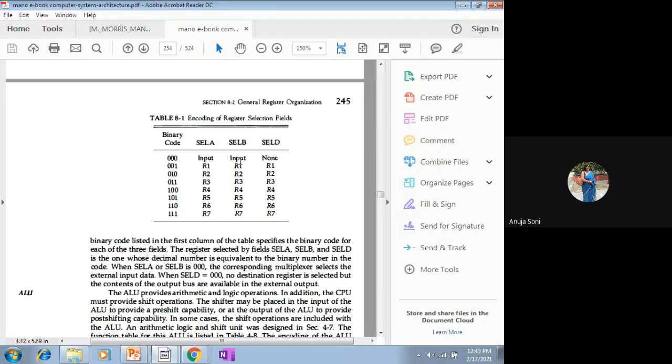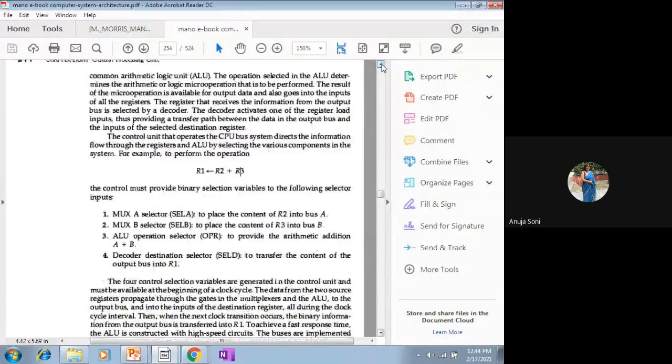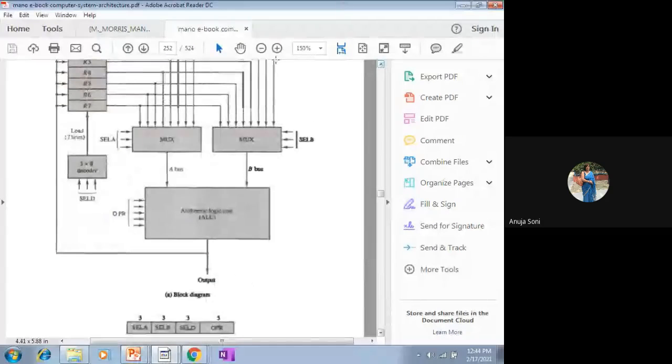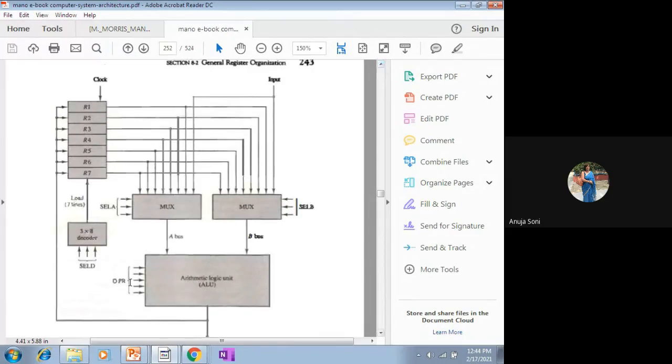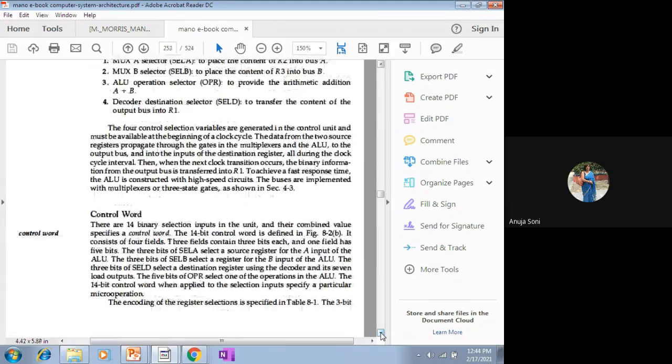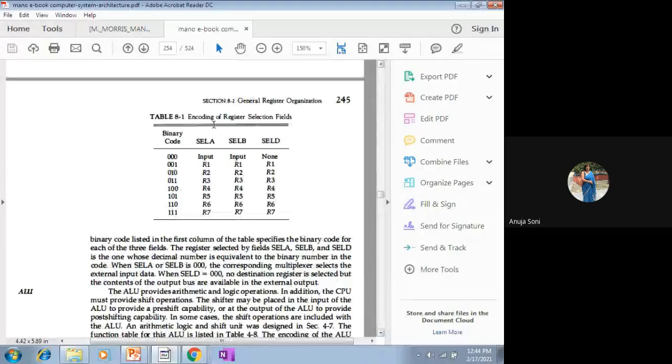And how do select A, select B, select D work? In case the value of select A is 000, that means the input value is coming to the A line from some external input, from the keyboard, in place of any of the registers. That means data is coming directly from the keyboard to the A line, or the B line is coming from the external input. In case the value of select A, select B and select D is 000, the meaning of none is that data is not going to any of the registers, rather it's going to some external output, right?